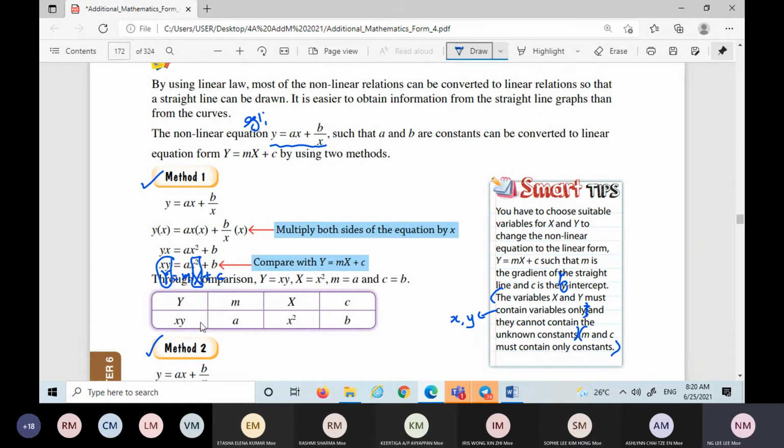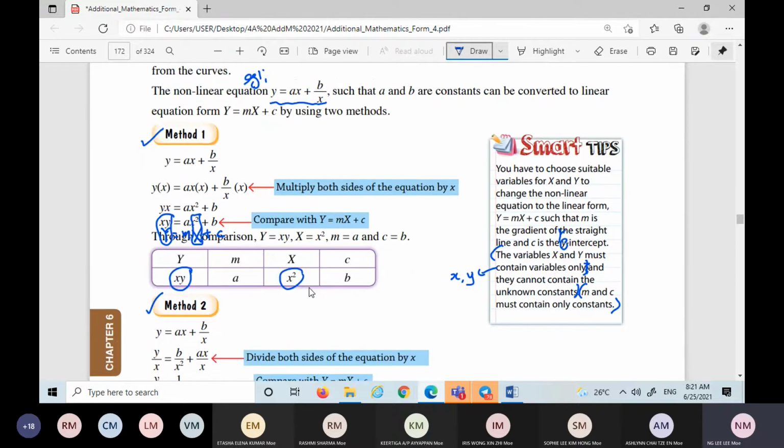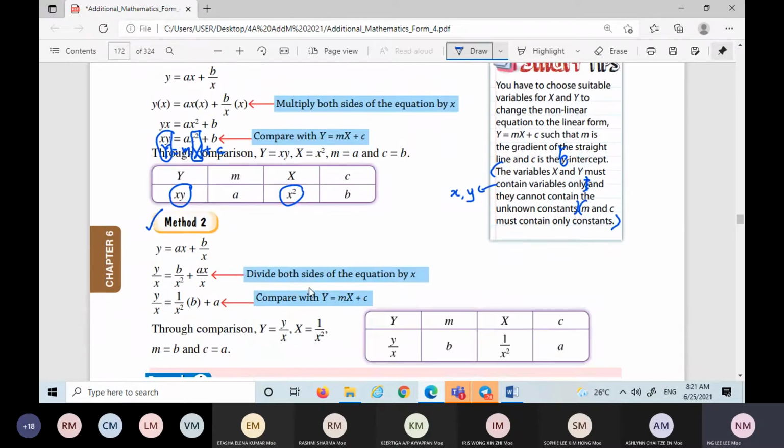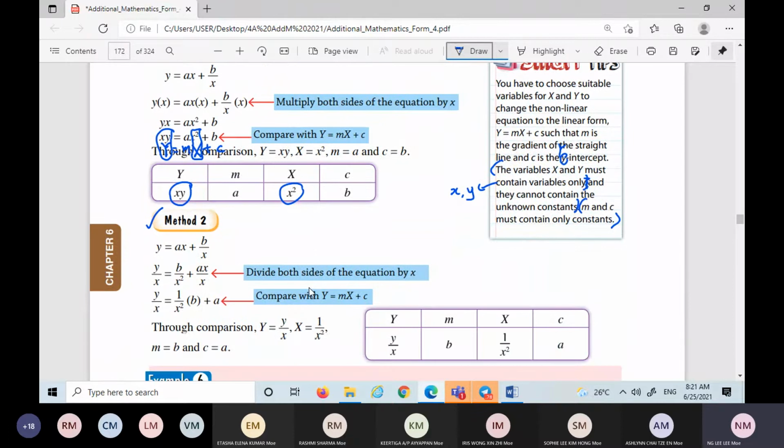Okay, settled. So you have to convert the non-linear equation into a linear form. What's the meaning? It means when you plot the graph by using this as your capital letter Y axis and this as your capital letter X axis, you will obtain a straight line. This is the meaning. So we continue. We go to method 2.